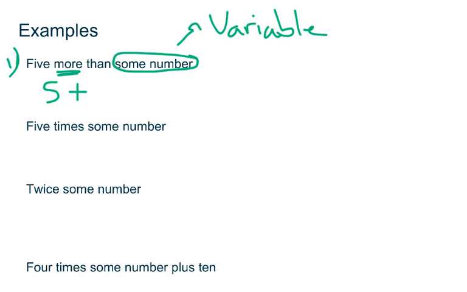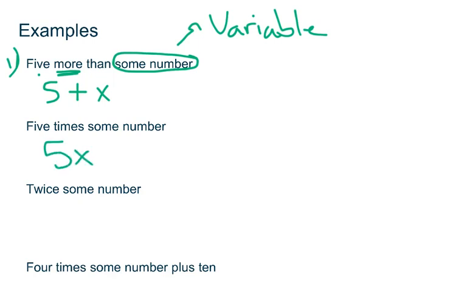And so what I like to use is just x. It's simple. I like x. You could also use a, n. You can use whatever variable you want. Now, the point is, 5 more than some number becomes 5 plus x. 5 times some number is going to be 5x like that.